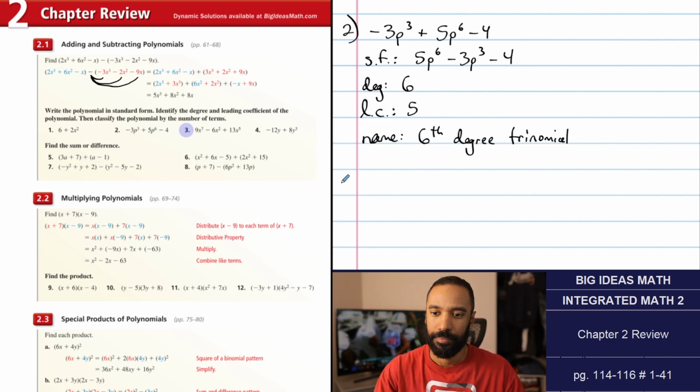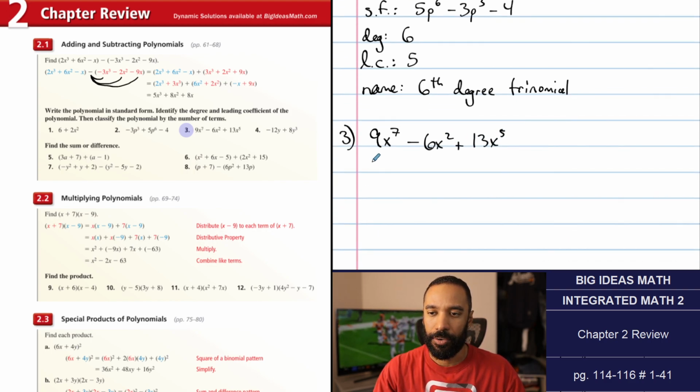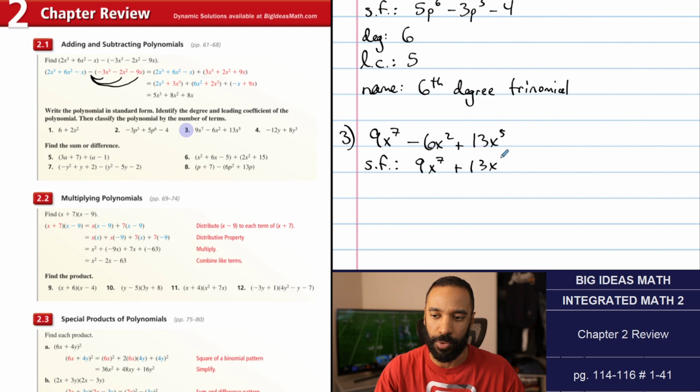Number 3. We have 9x to the 7th minus 6x squared plus 13x to the 5th. Now, by standard form, this is degree 7, 2, and 5, so the first term is still going to be 9x to the 7th power. The 13x to the 5th will go next because that is of degree 5, and negative 6x squared, that is of degree 2. So there's your standard form.